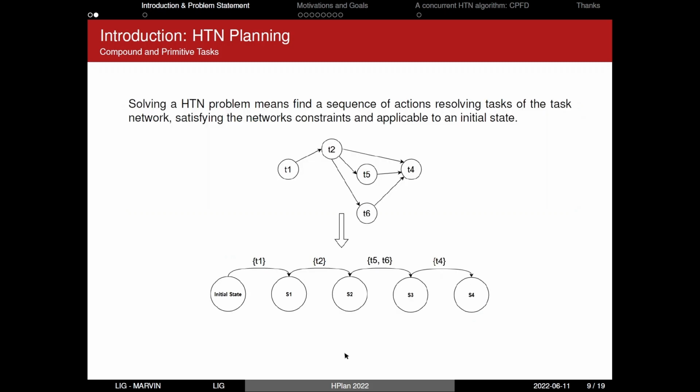And finding a solution plan of the HTN problem means finding a solution plan that resolves a task network decomposed from the initial task network. So for instance here, this task network has been decomposed from the initial one, and this plan is a resolution of the task network above. So this is a solution to the HTN problem.